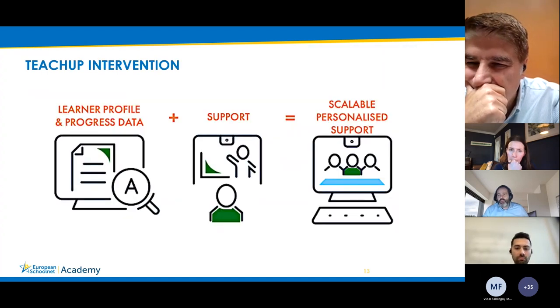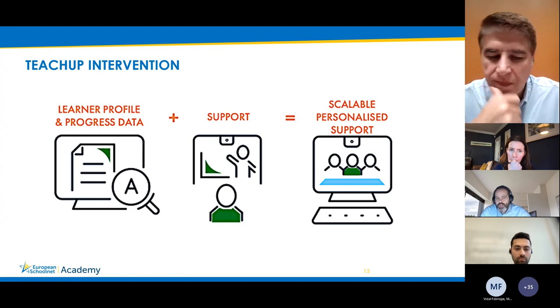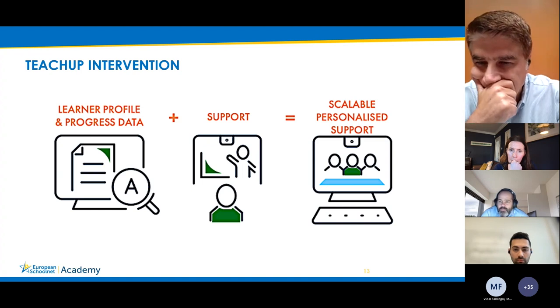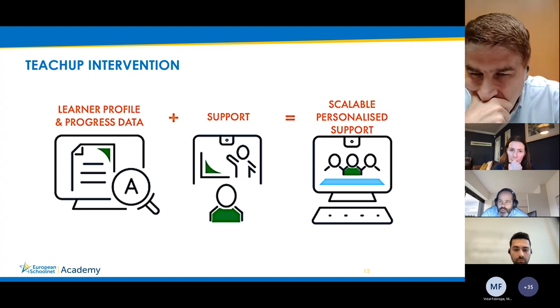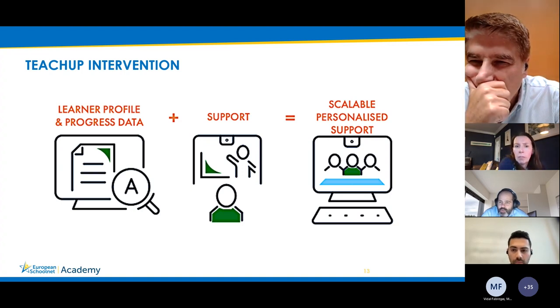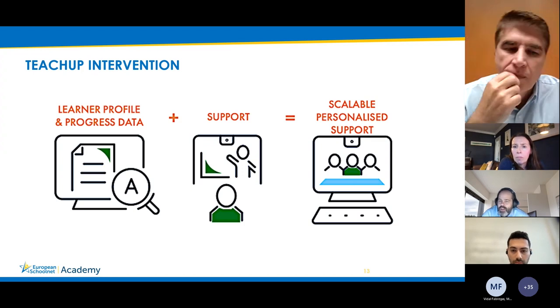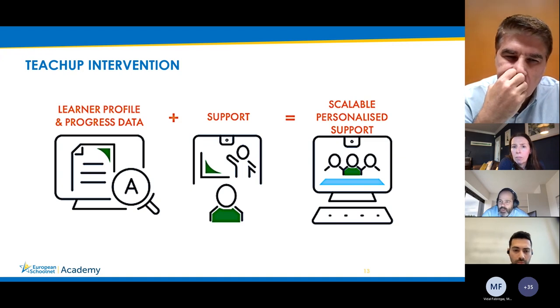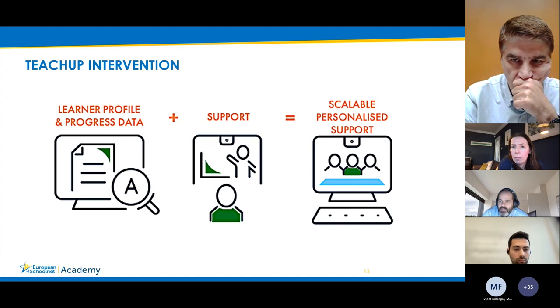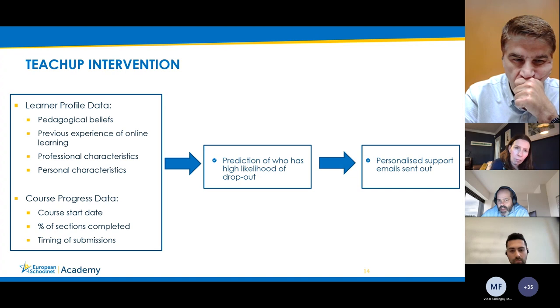Well, let me say a bit more about this intervention. First of all, we took data from their learner profiles and from their progress as they moved through the course platform. And then we coupled that information with a dedicated support offer, which allowed us to create what we called scalable personalized support. So it wasn't a support offer that we offered to everyone. That made it scalable, and it was personalized because it took into account the data that we had gathered through the profiles and the progress.